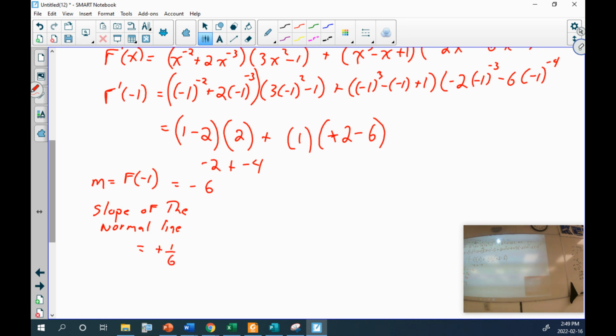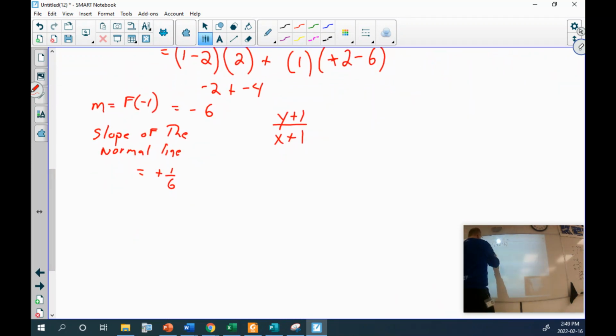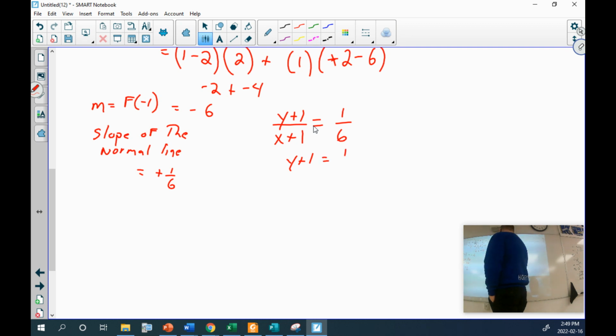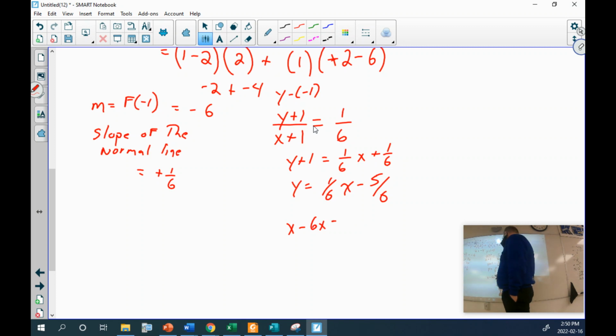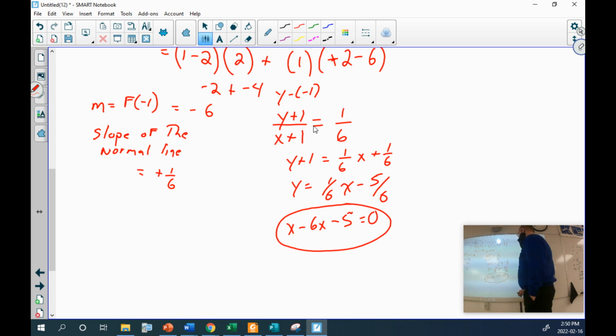So now it's just to find the equation of the line. y plus 1 over x plus 1 equal to 1/6. I'm just going to make sure I got that y value correct. Yep. There's your slope y-intercept form. So I put in y minus -1. Okay. And then we have x minus 6y minus 5 equal to 0. That is your standard form.